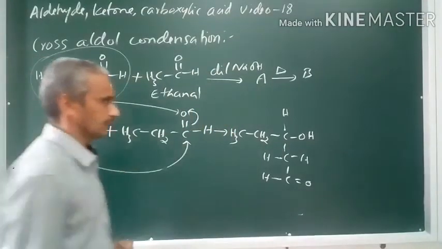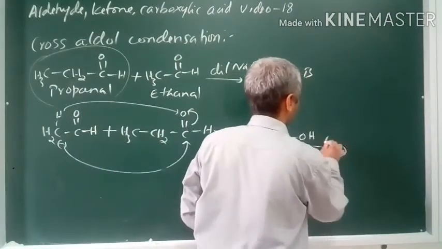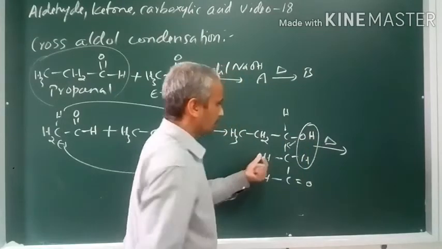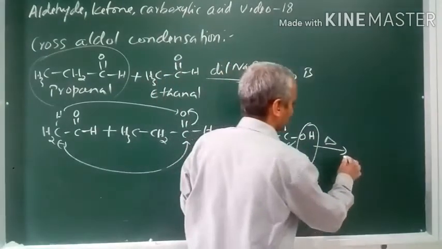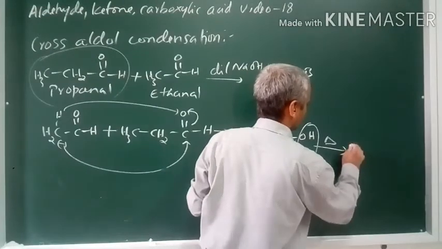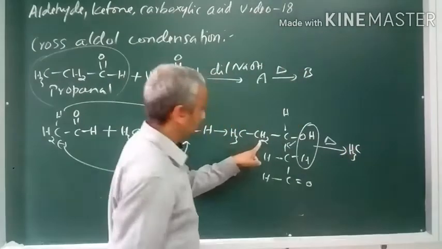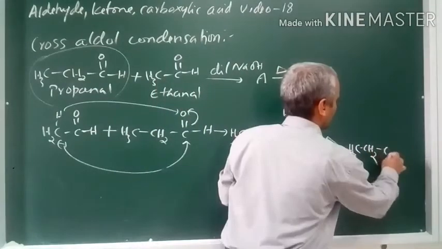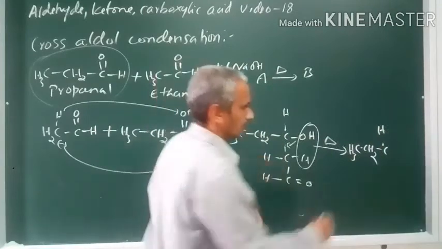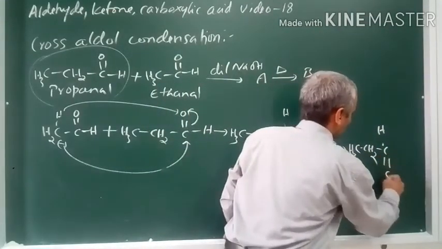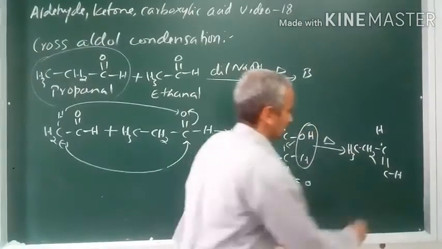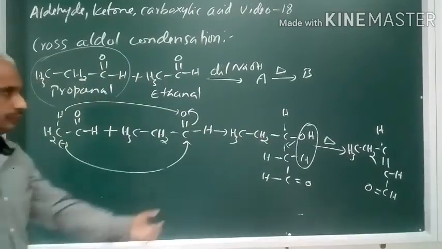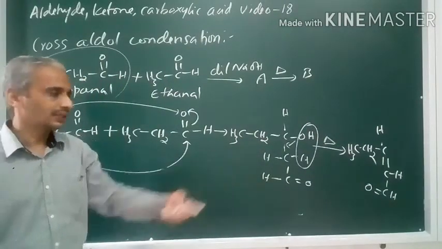Now you heat it, a water molecule gets removed, so what am I going to get now? Just see here. CH3 CH2, then CH double bond CH, then CHO. I am going to get the second product now.